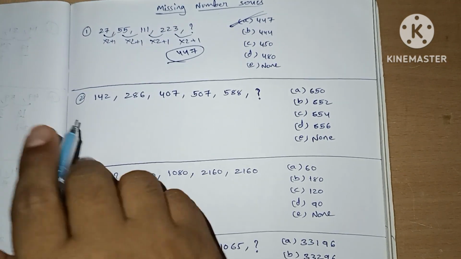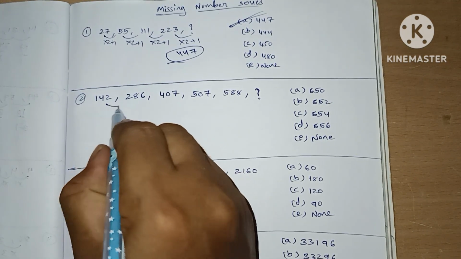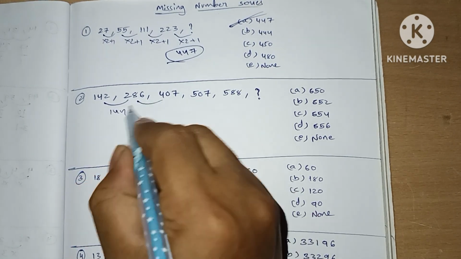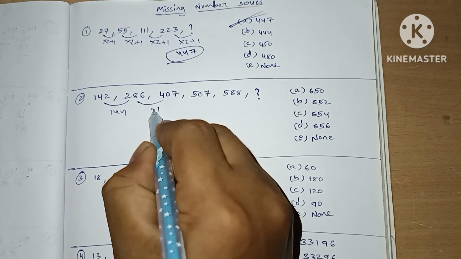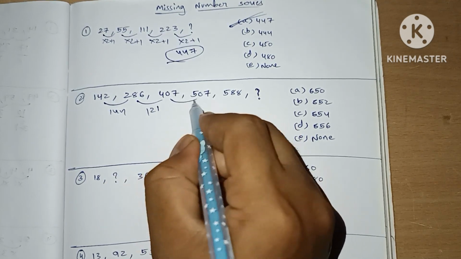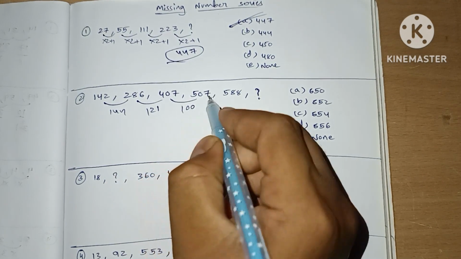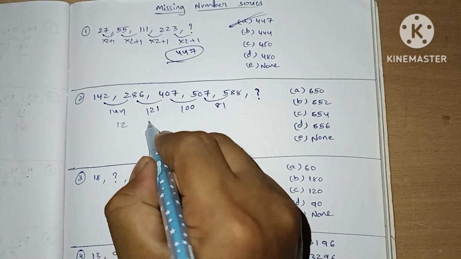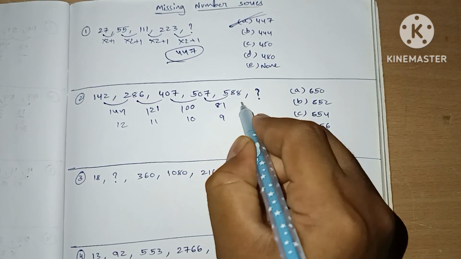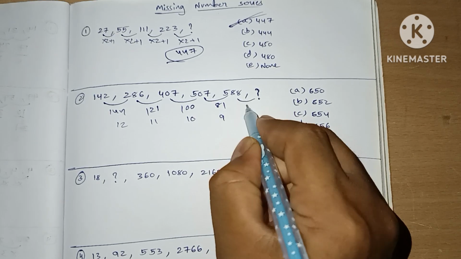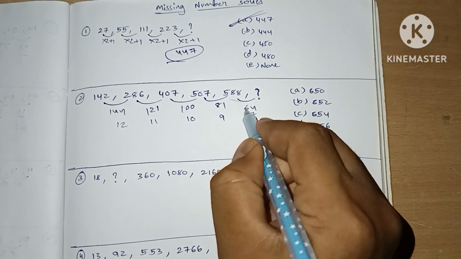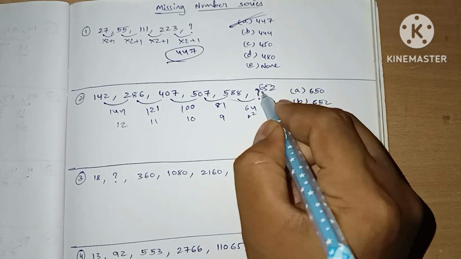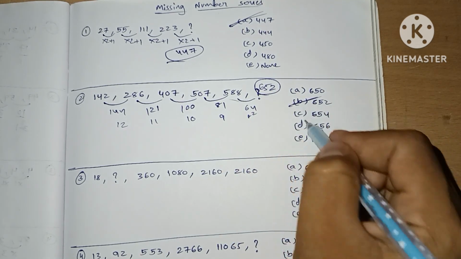Next, second question. Here the difference between these two is 144. Here the difference between these two is 121. Difference between these two is 100. Here the difference is 81. So it is clear that 12 square, 11 square, 10 square, 9 square, and here it must be 8 square, which is 64. So 588 plus 64 will be 652. 652 is our answer. Option B is our answer.